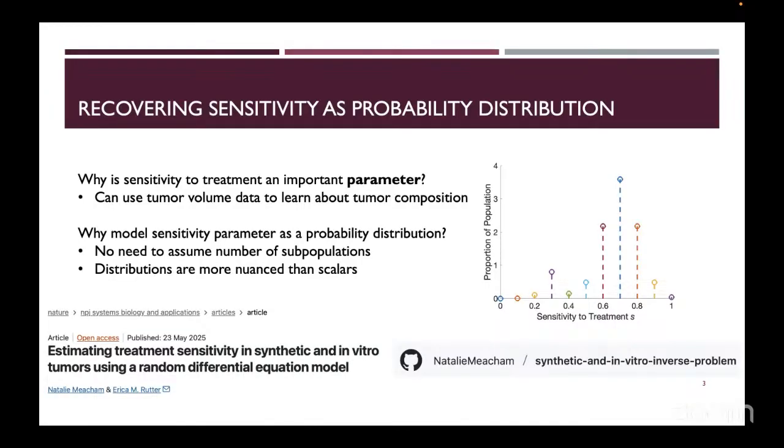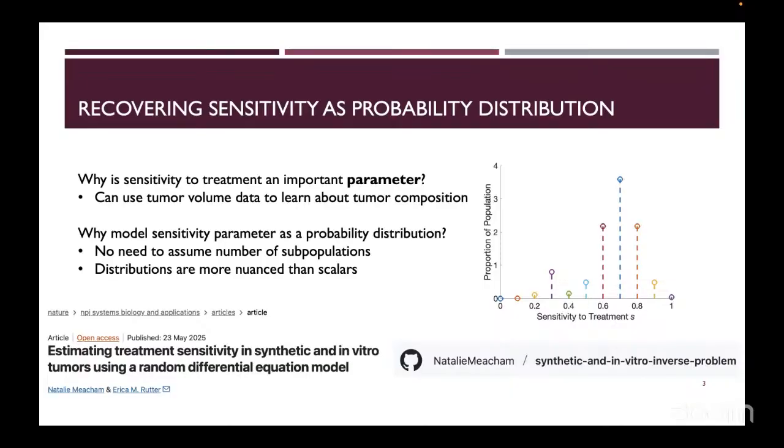I think this is the case because in a lot of cases, if you have something like prostate cancer, you have PSA data. In other cancers, maybe you have similar biomarkers, and you just get a measurement of that biomarker over time. Any other data involving the composition of the tumor is going to be expensive and difficult to obtain. So if you can use just tumor volume data to learn about the tumor composition via sensitivity to treatment, that's a really strong and exciting outcome.